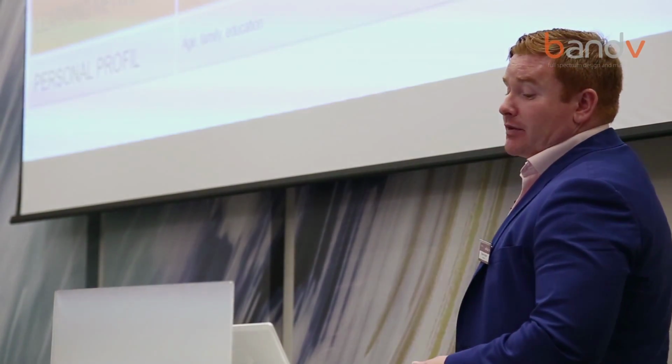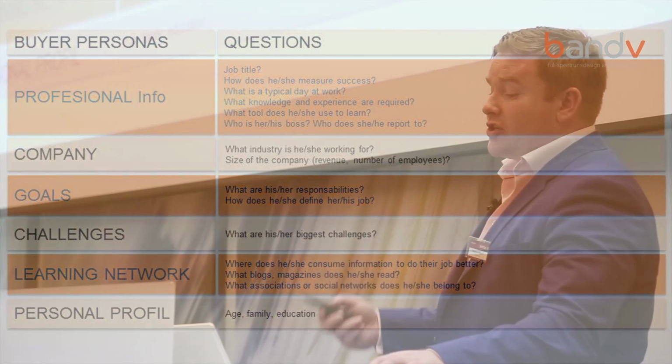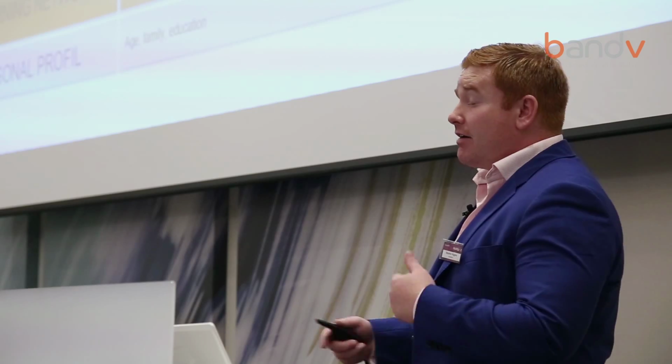Okay, so let's think about the types of questions that we want to ask. From a professional perspective, fairly simple stuff: job title, how they measure success, what tools they use. Then the company: what industry is it in, the size of the company. Again, we're trying to define a vertical very clearly to work with. Their goals, their challenges, the learning network: how do they go about finding information? Where do they find it? What does it consist of? Who are the people they are influenced by? Who do they follow on Twitter? Who do they look at on LinkedIn? Understanding all this can start to shape your marketing strategy in a very clever way.